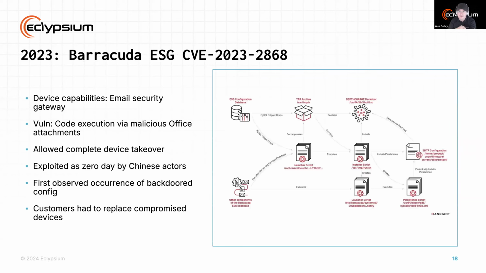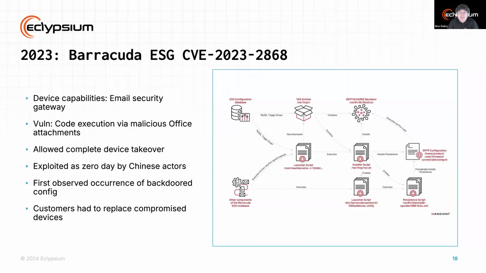In 2023, we had Barracuda, that was their email security gateway that actually allowed code execution if you sent in a malicious Office attachment. And this is always one of those fun ones where you think about this entire device's purpose is to effectively monitor for threats coming in via email, and it can get a threat on it through code execution when you send an Office attachment across it.